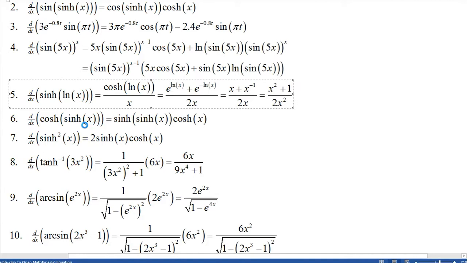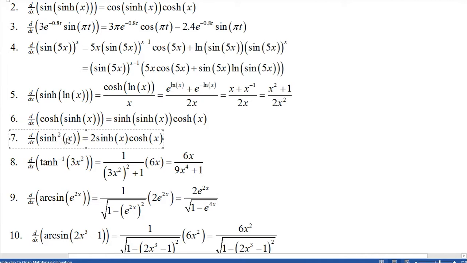Okay, how about the next one? The derivative of cos of sinh of x. So let u be sinh of x. The derivative of cos u is negative sin u, that's sin of sinh x, times the derivative of u. The derivative of sinh x is cosh x. So it's sin of sinh x times cosh x. Alright, how about the next?